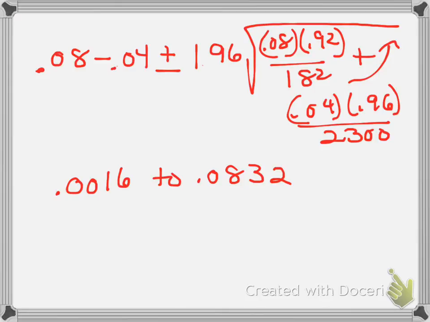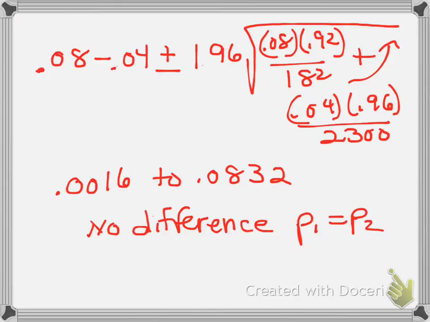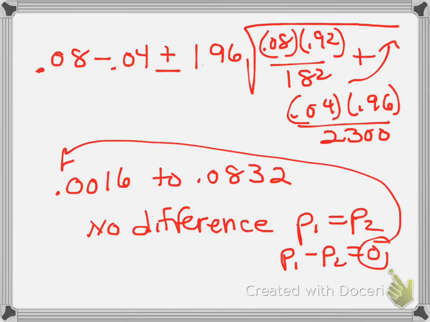Now, if there was not a difference, if there's no difference, do you agree with me that P1 would equal P2? If I put them on the same side of the equal sign, I get 0. All right, so let's look in the confidence interval. Is 0 in the confidence interval? And the answer is no. So that means there is a difference. Because if 0 is in the confidence interval, there is no difference. If 0 is not in the confidence interval, then there is a difference.